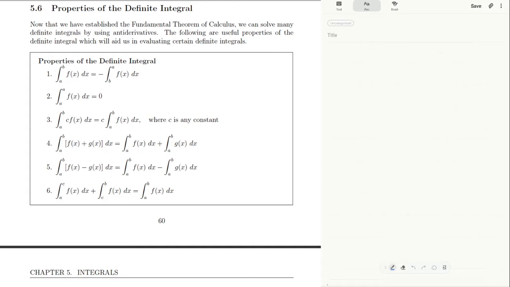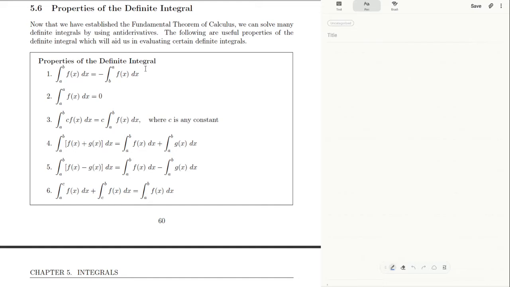Hello everyone, welcome back. In this video, we're going to look at some of the properties of the definite integral that will help us evaluate certain integrals. Now, the first property states that we can swap the limits of integration by introducing a negative sign. So the integral from a to b of f of x dx is equal to the negative of the integral from b to a of f of x dx.